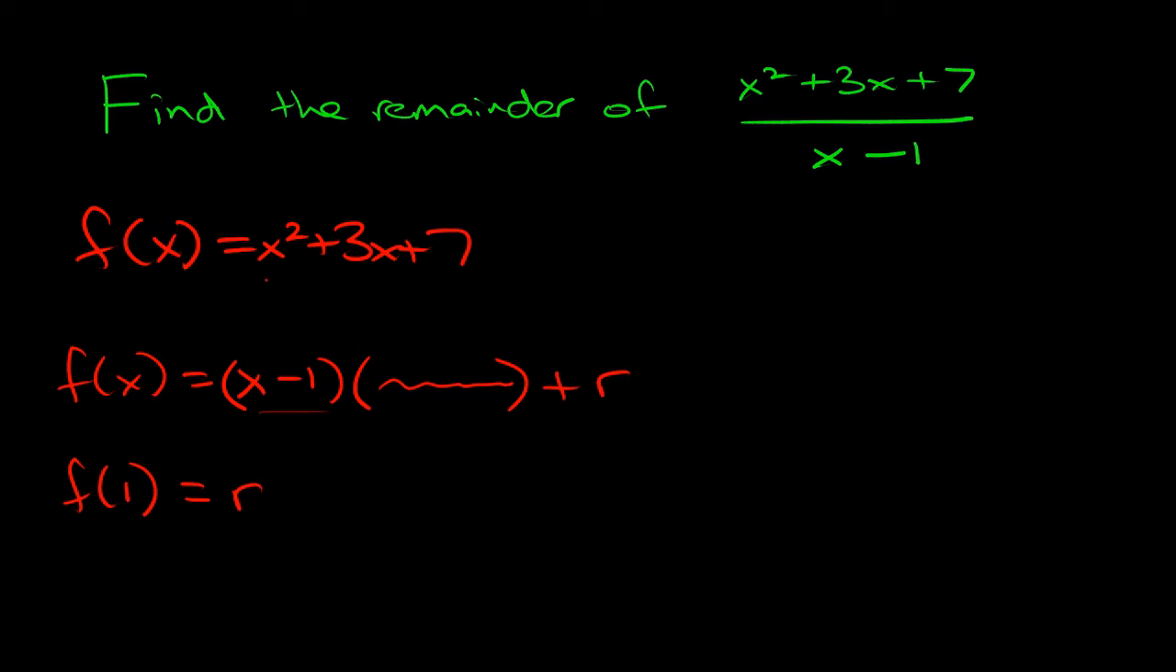So now we can just plug in 1 into x squared plus 3x plus 7. I'll write it down here. This is equal to 1 plus 3 plus 7, which is equal to 11. Therefore, the remainder is 11. Let's move on to another example.